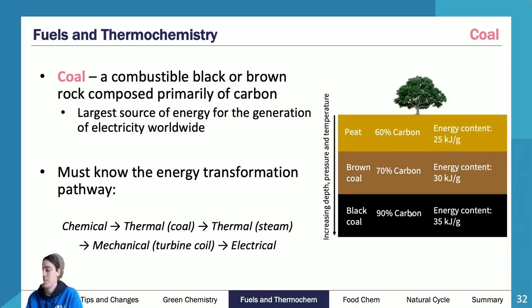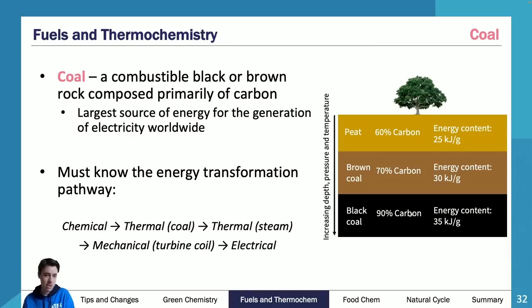It's composed primarily of carbon. It's the largest source of energy worldwide because it produces electricity. And you really need to know this transformation process. I like to think of it in terms of a factory. You can search it up and find factory-style diagrams that help you get your head around it. Essentially, you get your coal, and your coal has carbon in it, and it has energy in a chemical form, locked within its bonds.